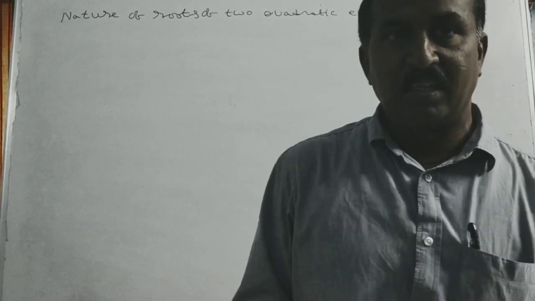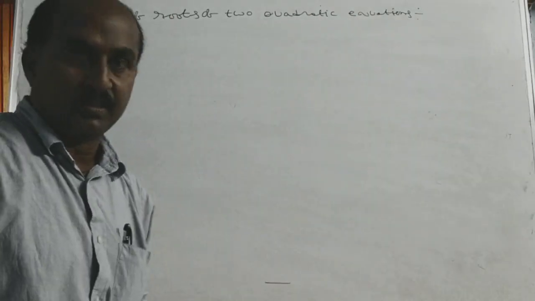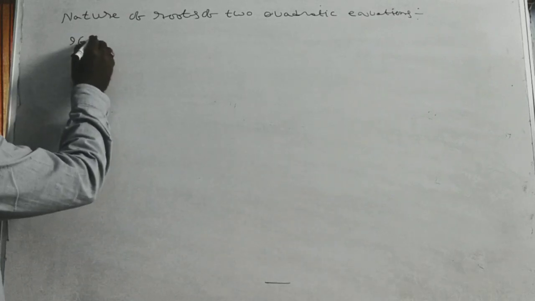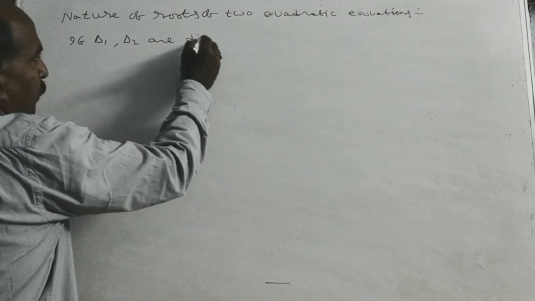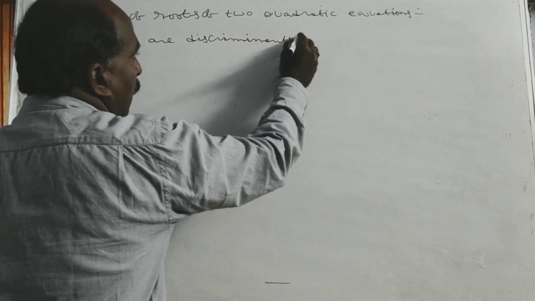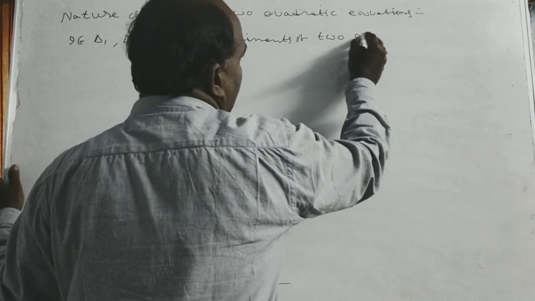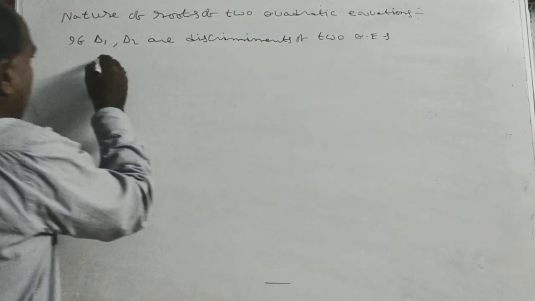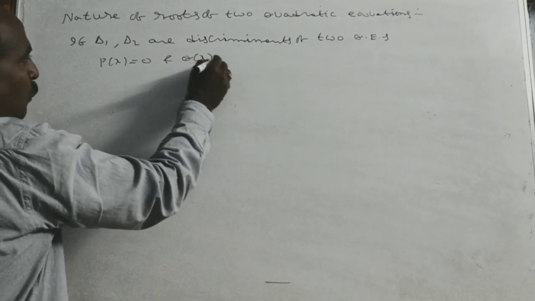Today we are discussing nature of roots of two quadratic equations. If delta 1, delta 2 are discriminants of two quadratic equations, P of x equal to 0 and Q of x equal to 0.